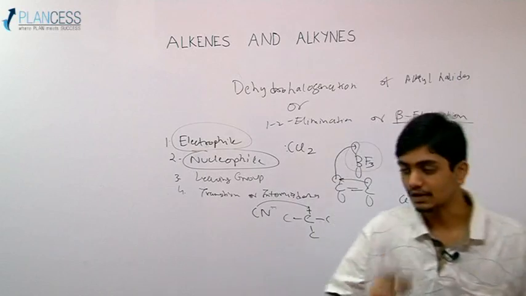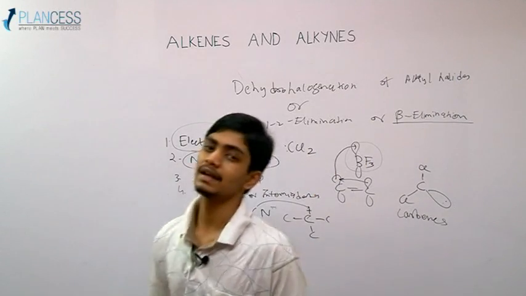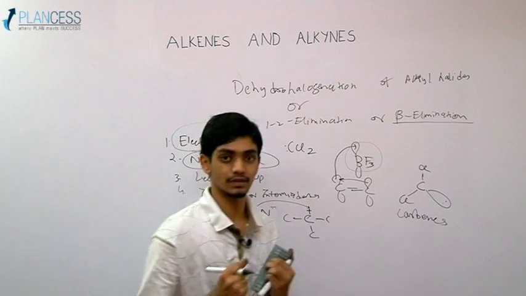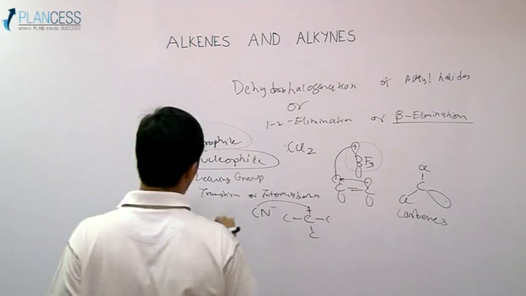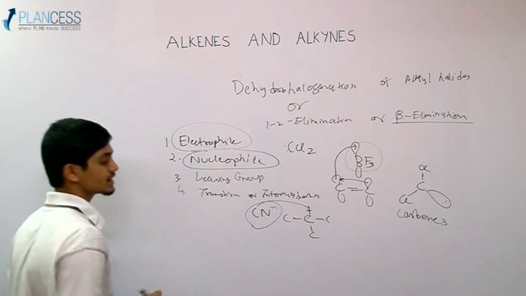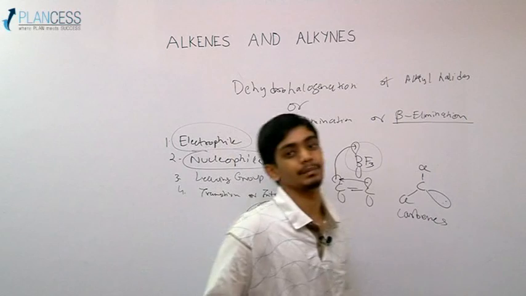That means here the CN minus acts as a nucleophile. It is a nucleus seeking center. It needs a nucleus or a positive center to donate its electrons to. So that is a nucleophile. But we also know that CN minus is a base. So what is the difference between nucleophilicity and basicity?